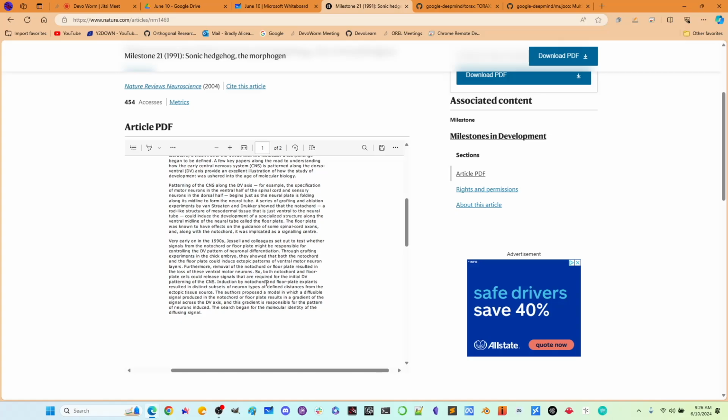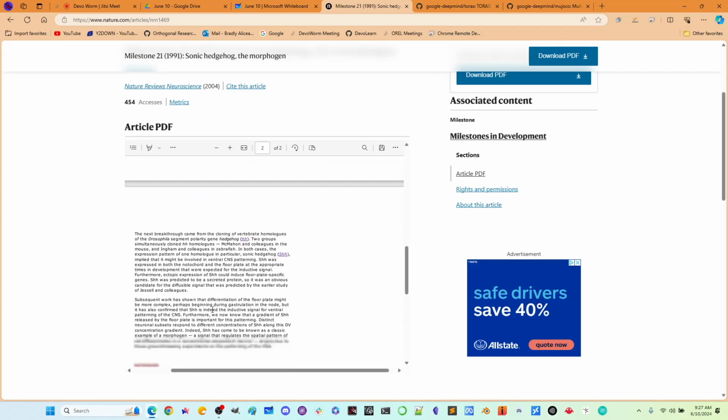So it's not just about different cells differentiating into different things, but there's a spatial component as well. And so the authors proposed a model from all these findings in which a diffusible signal produced in the notochord or the floor plate results in a gradient of the signal across this dorsal ventral axis, and this gradient then is responsible for the pattern of neurons induced.